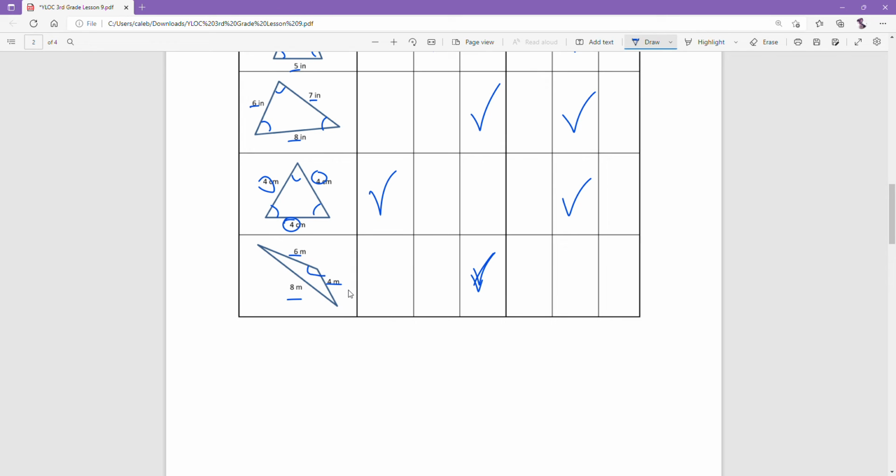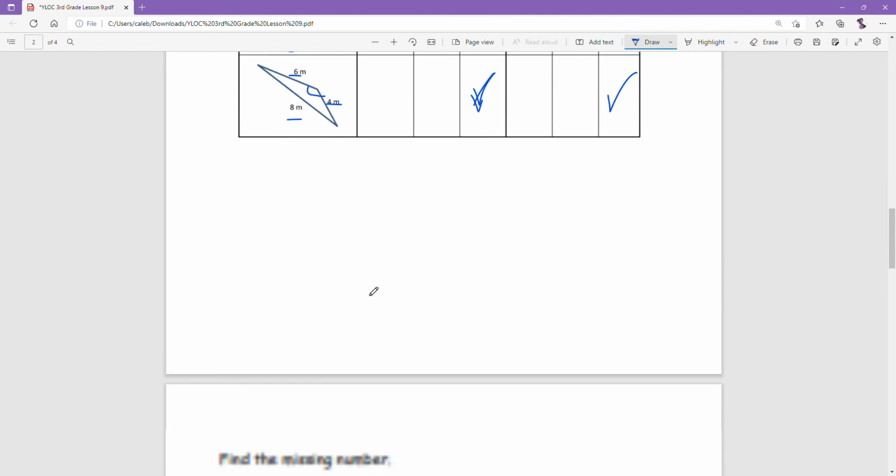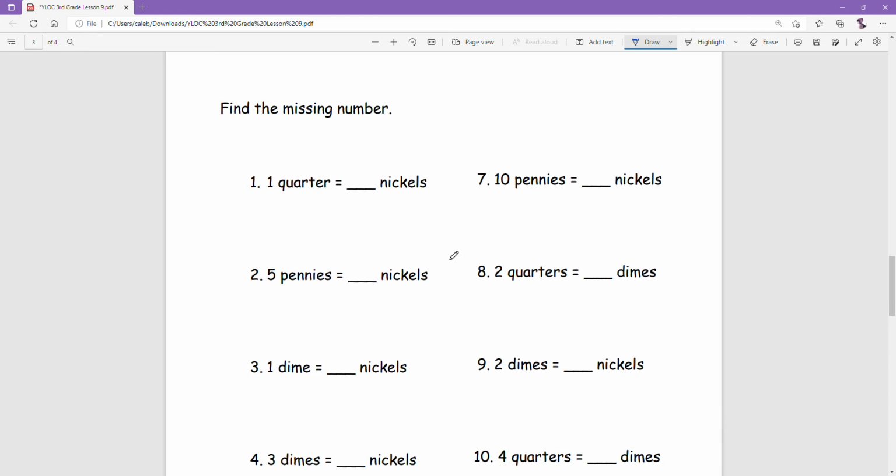But it has one big angle here greater than 90 degrees, so it'd actually be an obtuse triangle. Let's move on to the third page.